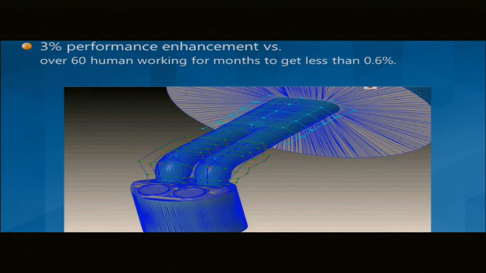What happened was 60 human beings were able to get 0.6% improvement on this fuel injection design. The computers took maybe 2 days, running hundreds and hundreds of cases, and were able to get 3%. Think about how much money we're saving GM, and also the consumers who run these cars. This is the type of problem that Azure can help small businesses to scale.